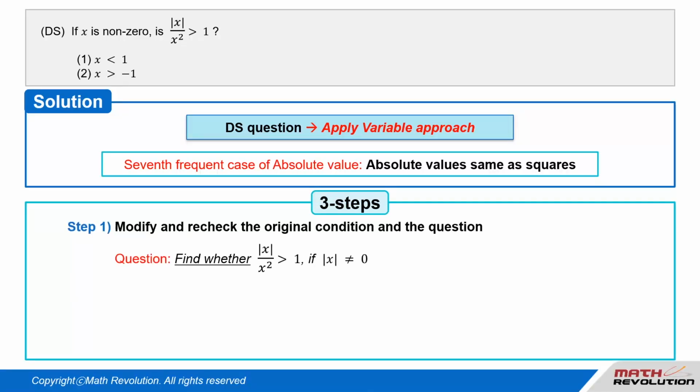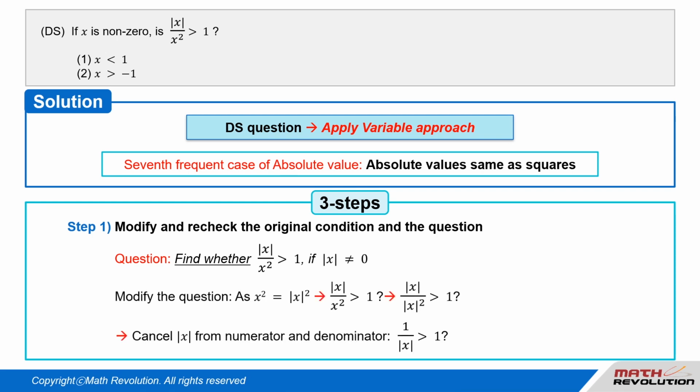Follow the first step of the variable approach by modifying and rechecking the original condition and the question. We have to find out whether absolute value of x over x squared is greater than 1 if absolute value of x is not equal to 0. For this type of question, do not use substitution. The simplest way is to apply the variable approach. It would take too long to follow guidelines in the official guide.